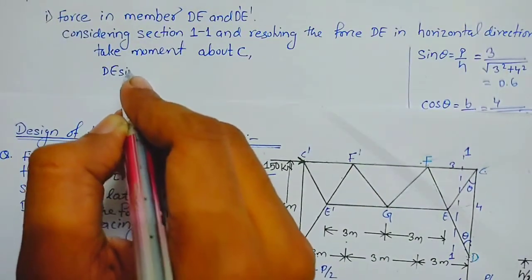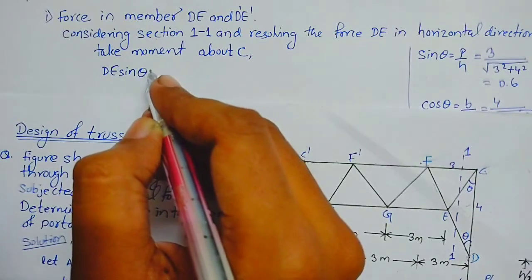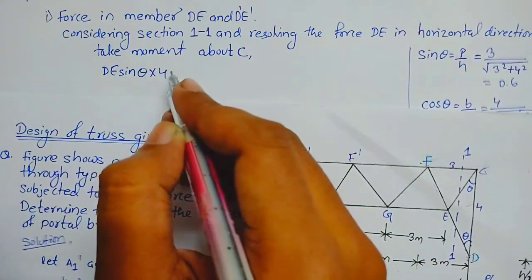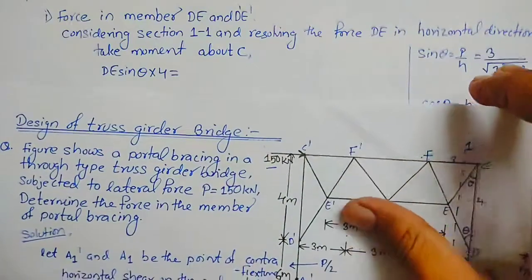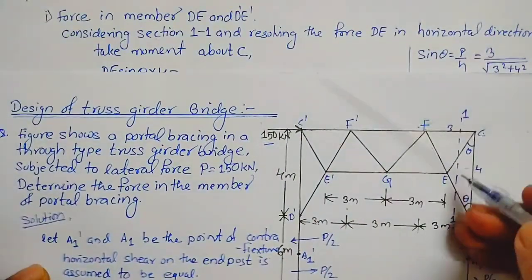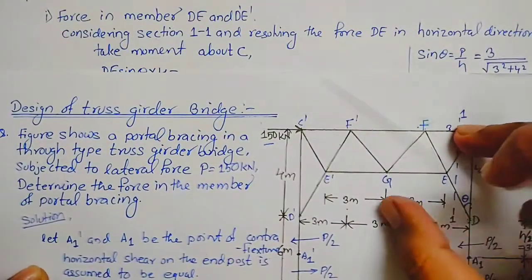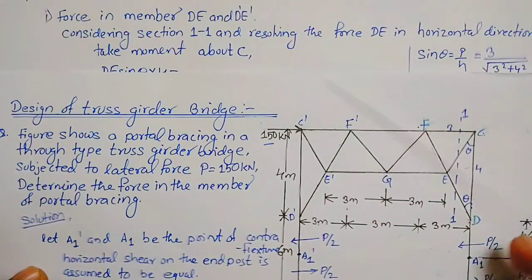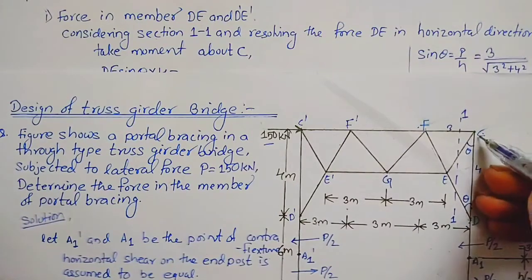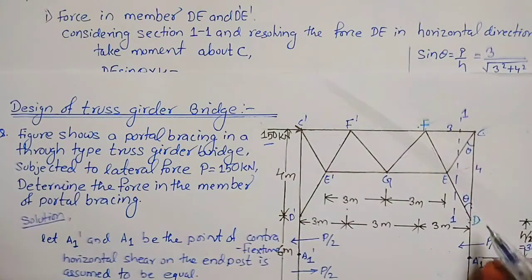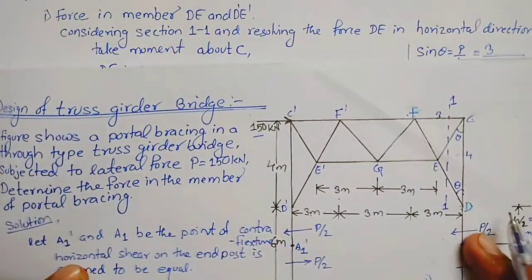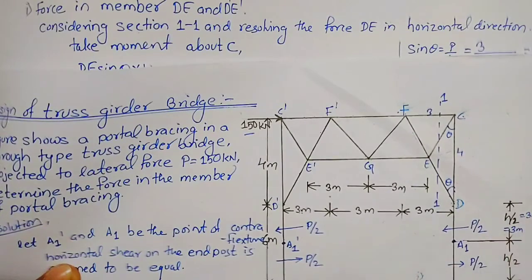DE sine theta times 4 will be equal to, now see here guys, what we have done here, DE is resolved in horizontal direction, and DE sine theta times 4 will be equal to the force P by 2 times the perpendicular distance, and we are taking moment about C, so it will be P by 2 times 4 plus this 4 plus this H by 2.